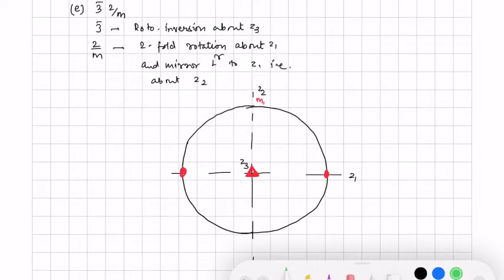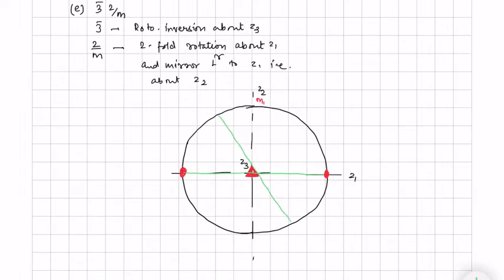Okay, so let us make the axis first. So this is your two-fold rotation axis. Then you rotate it by 120 degrees and you get this axis. This is also a two-fold rotation axis. You again rotate it by 120 and you get one axis here. And when this is again rotated by 120, it lands up on the Z1 axis.